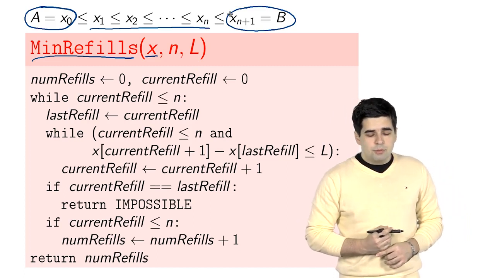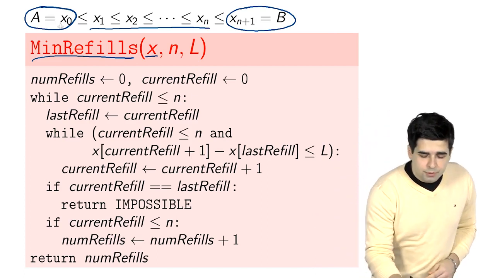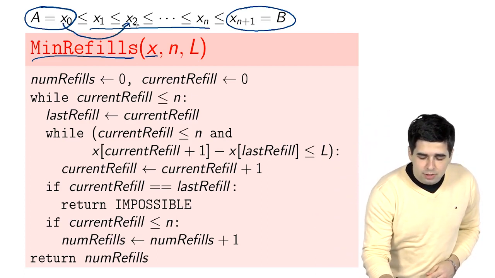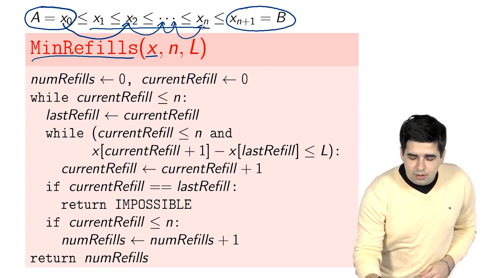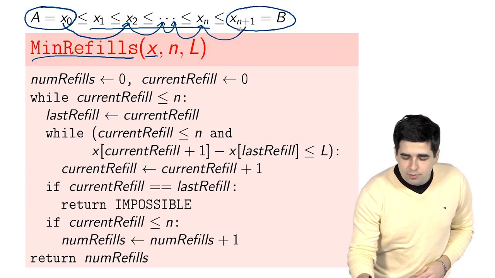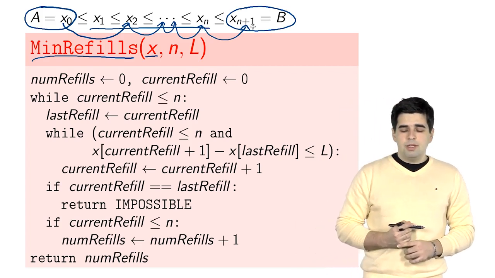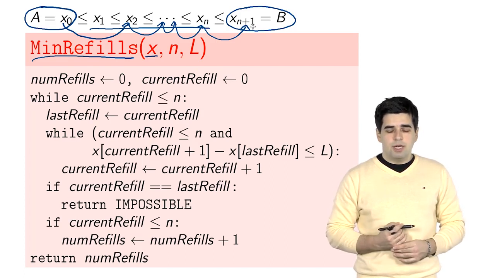Along our route from A to B, we will visit some points. Of course, we will start from point A, and then we'll probably go to some gas station, refill there, and then go to another gas station, and then to another, and then at some point we'll get to the point B or point xn plus 1. So we see that we only need to store the positions in the array x. We don't need to consider any positions between the elements of array x.